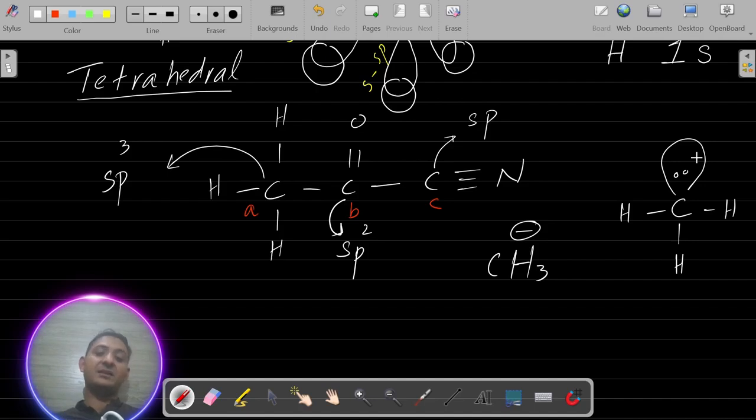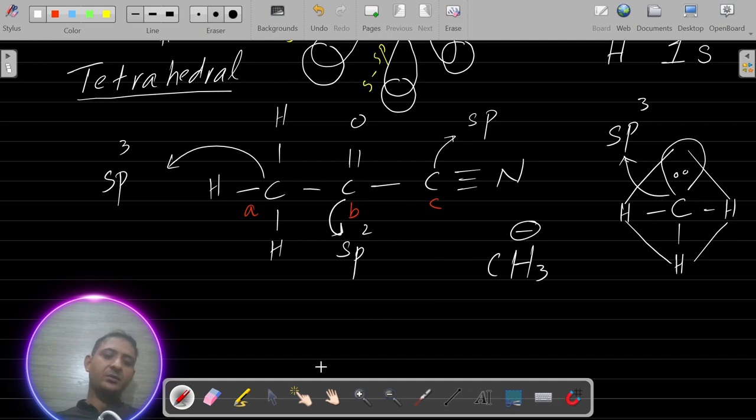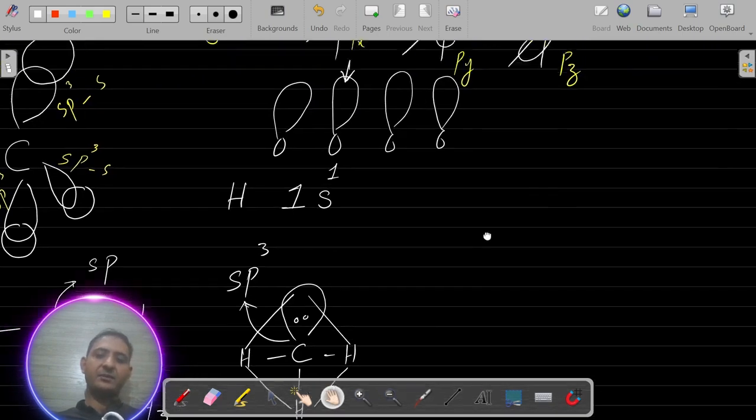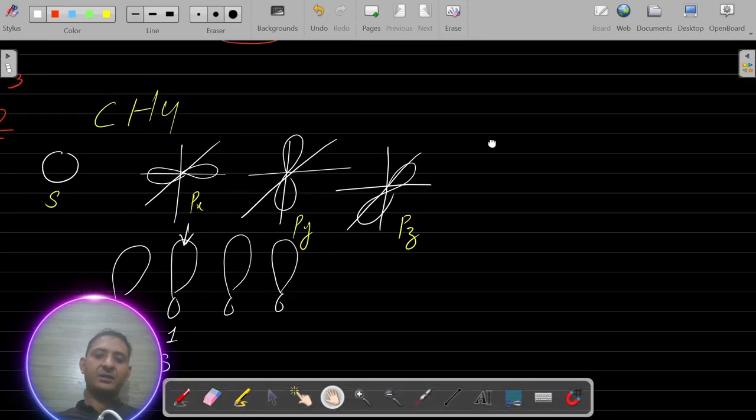Okay, now you will consider it is connected just like this, in a tetrahedral way. In this case, this carbon is also sp3. If you notice, there is a lone pair, not a single electron. I'm talking about a lone pair of electrons, okay? Not a single electron. It is also a type of sp3 hybridization. Okay.